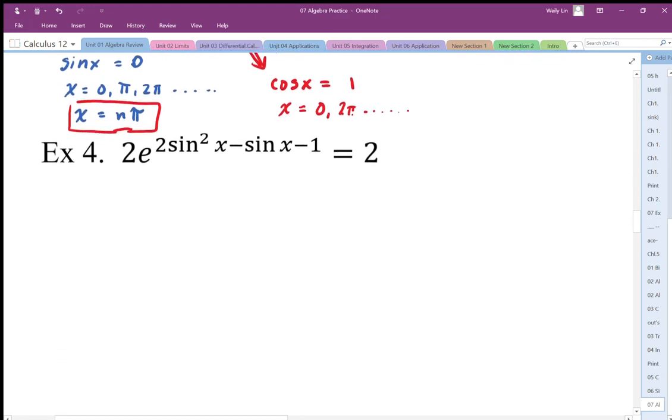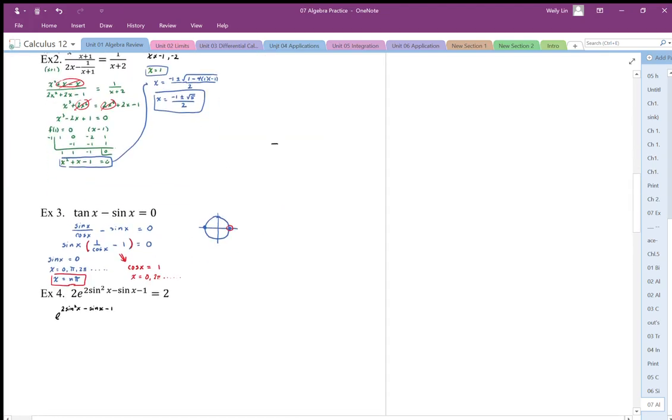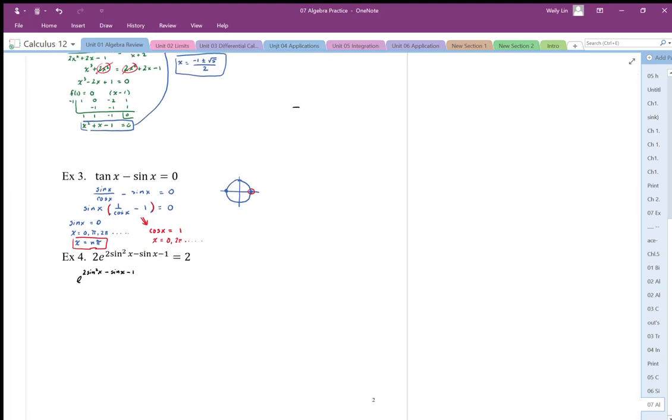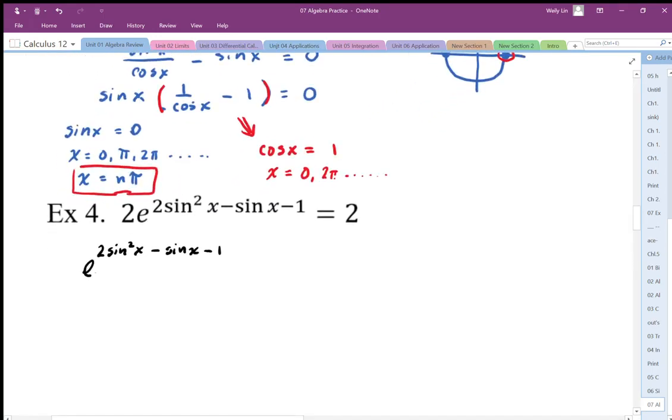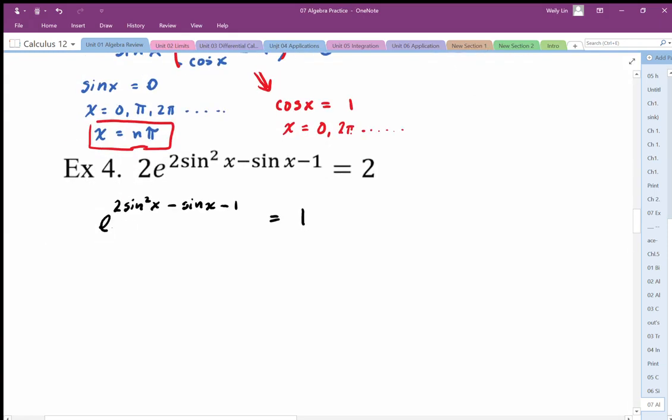Okay, so this one here, let's start off by getting rid of the extra 2, because we can divide both sides by 2. We get e to the 2 sine squared x minus sine x minus 1. Okay, and that will be equal to 1. Okay, so what does this mean?